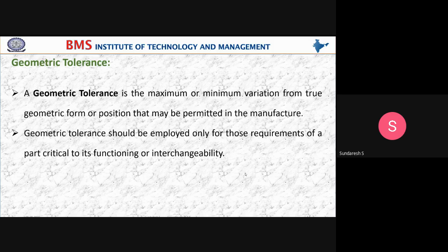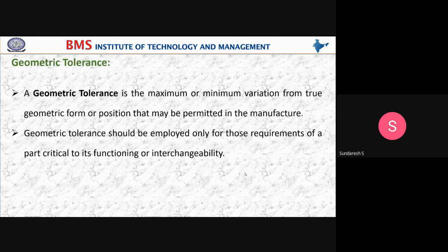Geometric tolerance should be employed only for those requirements of a part critical to its functioning or interchangeability. This is very important again. That's what I was talking about. A piston and a cylinder is a simple example. It is again a hole and a shaft, right? The piston should sit inside the cylinder. If there is some ovality, either across the surface of the piston or the cylinder, you cannot have the required allowance so that the piston can reciprocate inside the cylinder. If it cannot do that, then it cannot function satisfactorily or as per the requirement. This is where geometric tolerances come into the picture.